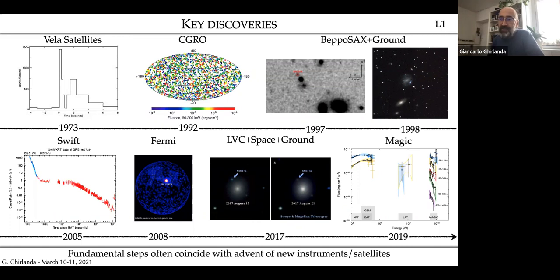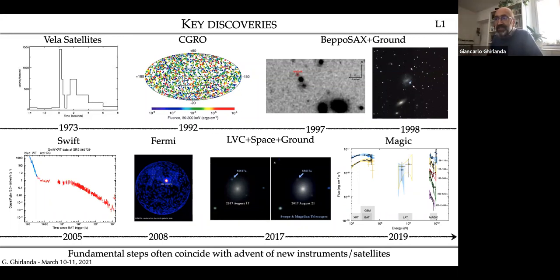As you know, in 2017, we had the first evidence of the fact that short GRBs can be somehow produced by the merger of compact objects, in this case, two neutron stars. So we had the first evidence of the progenitors, also the long-awaited evidence.